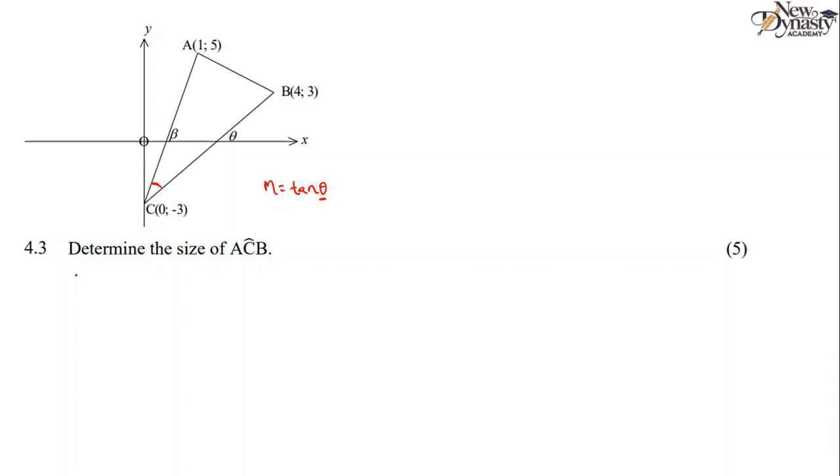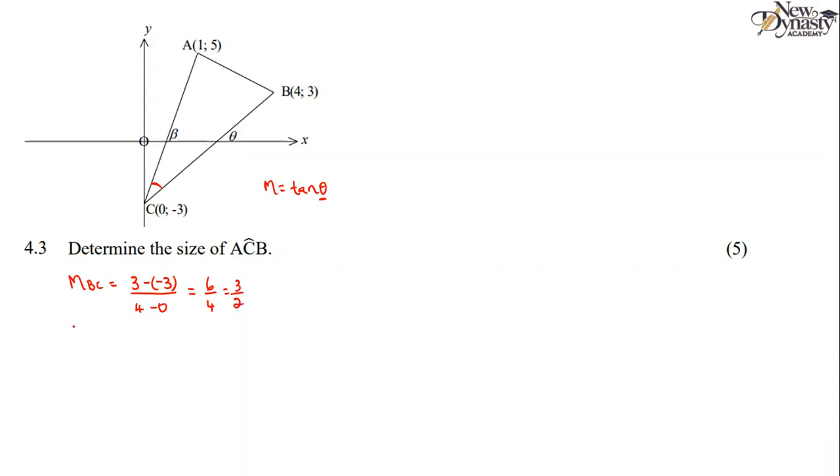So we're going to go on and calculate the gradient of BC so that we can find theta here. So you can just say 3 minus negative 3, that's y2 minus y1, and x2 minus 0, which is x1. So that is going to give me 6 over 4, which can be simplified to 3 over 2.